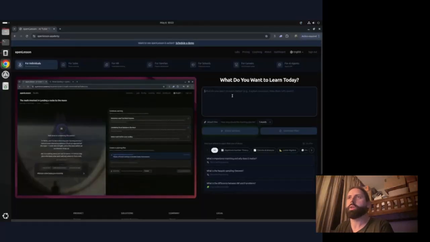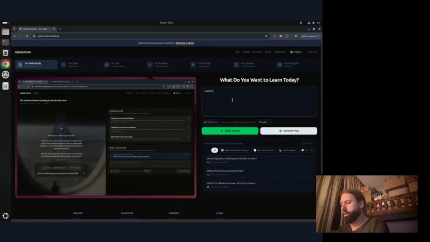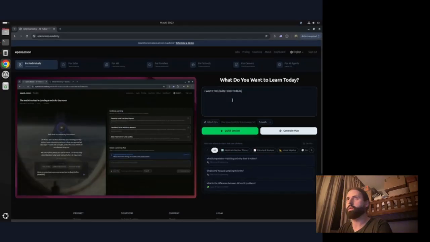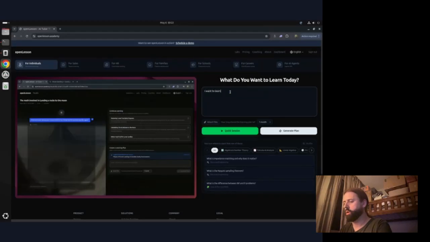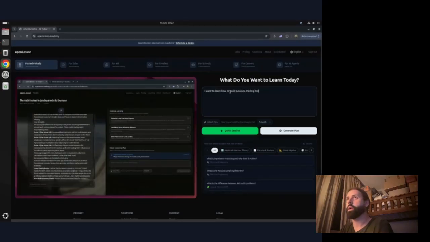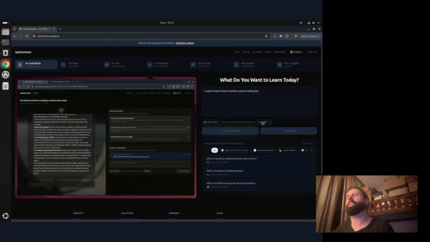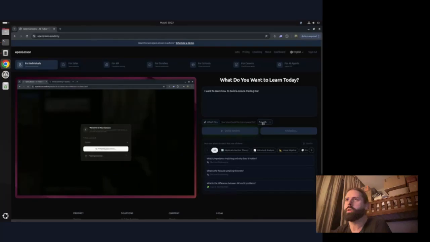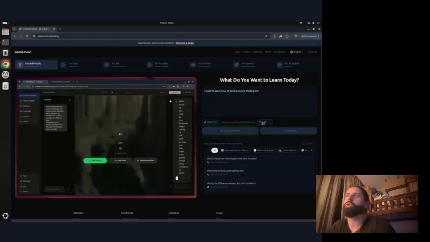Basically, I'm going to say, I want to learn how to build a Solana trading bot. Let me generate a plan first. I kind of picked a month. I mean, that kind of works well usually. It's not that it has to take a full month, but it gives the planner a bit of extra context.